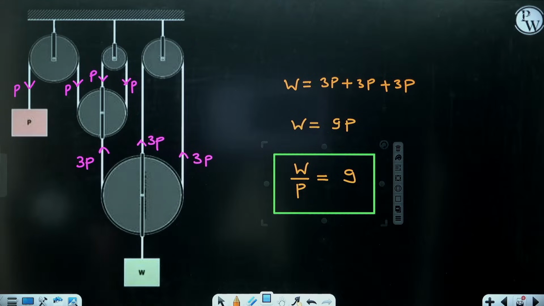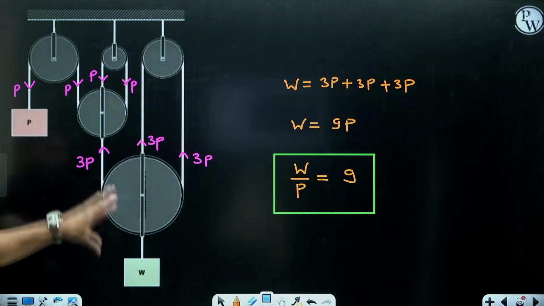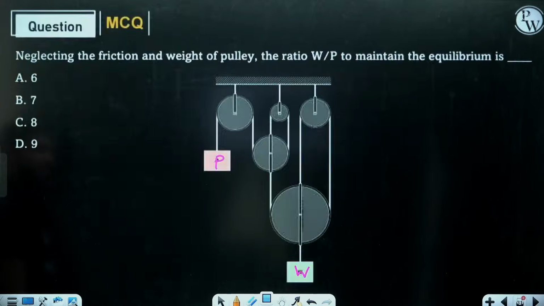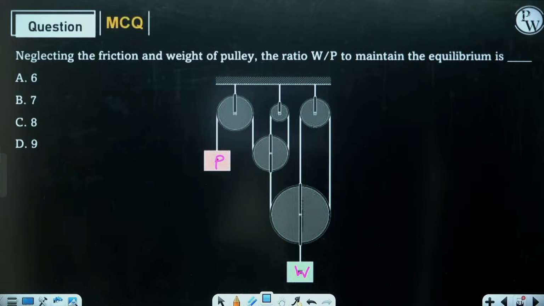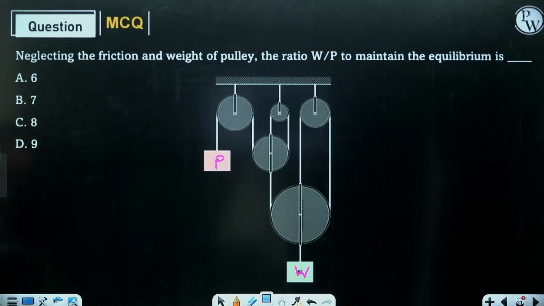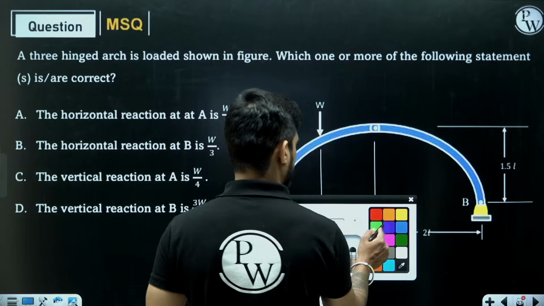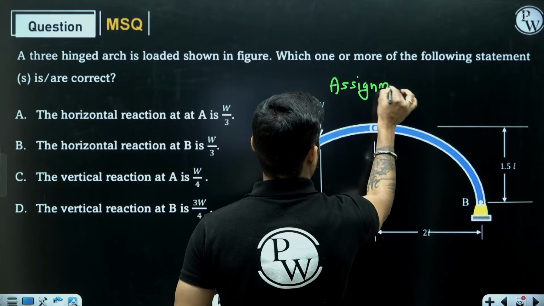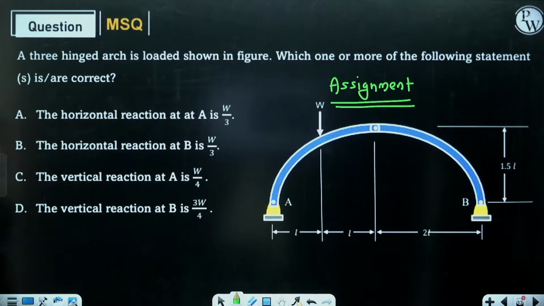So in the diagram itself, you can make calculations because you are not considering the weight of the pulley. But if they give you the weight of the pulley, then draw the FBD of pulley separately. Otherwise, you will get confused. I hope that this is clear to you. So you might get questions on the arrangement of pulleys like this. Chalo. Now, this next question is your assignment. I will give you a hint to solve this question.